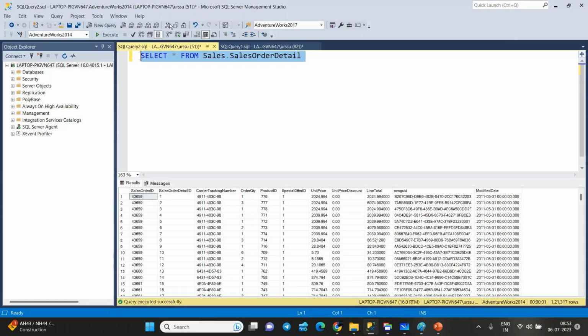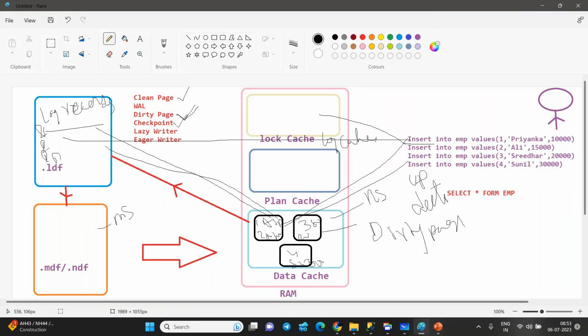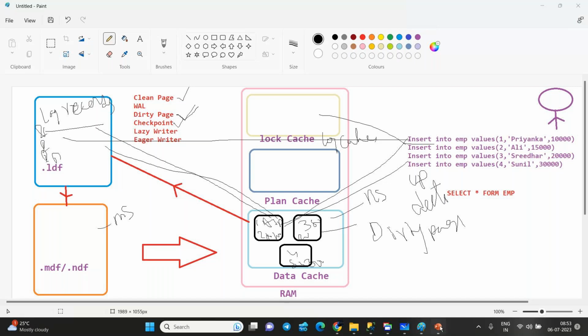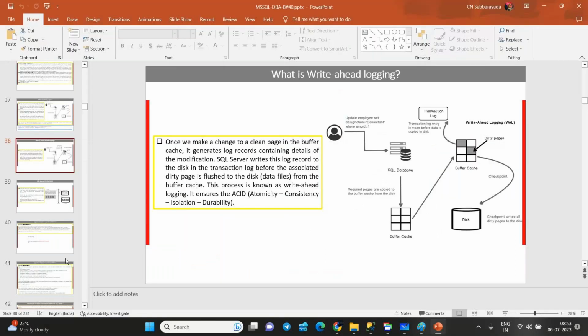Now, the checkpoint is an internal process, which most of you know is running in the backend. So what exactly does checkpoint do, sir? Whenever it triggers, what exactly will checkpoint do? Let's go back to the slides.